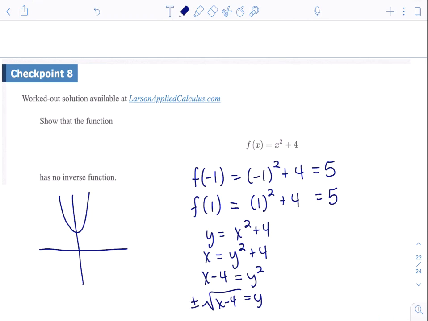And this time we did not restrict our domain at all. And so I do have to have both the positive and the negative in the square root. Whenever you have a positive and a negative for your equation, that means that you don't have a function and therefore you can't have an inverse function.